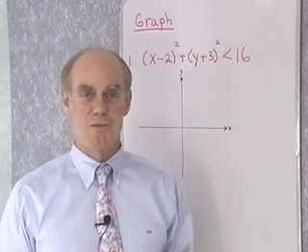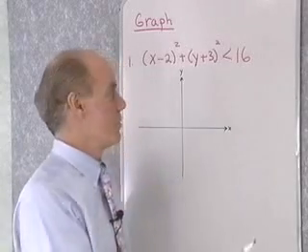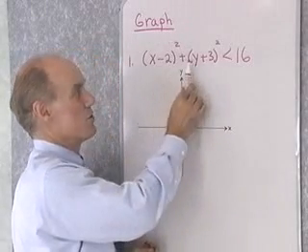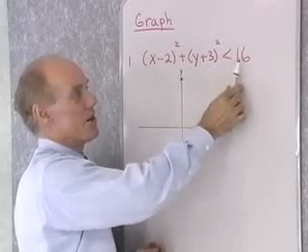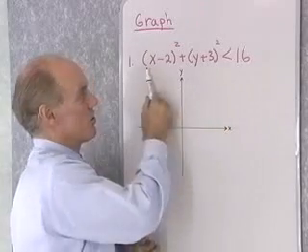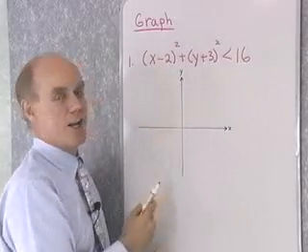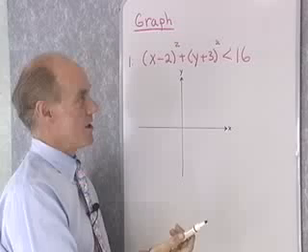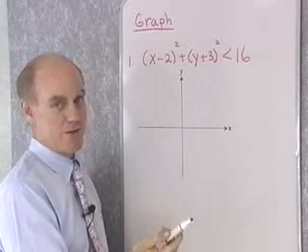We want to start this section by graphing some inequalities. The first one I've written here is (x − 2)² + (y + 3)² < 16. So you can see it's an inequality that's nonlinear. I'm going to use the same methods I've used in the past by first graphing the boundary.